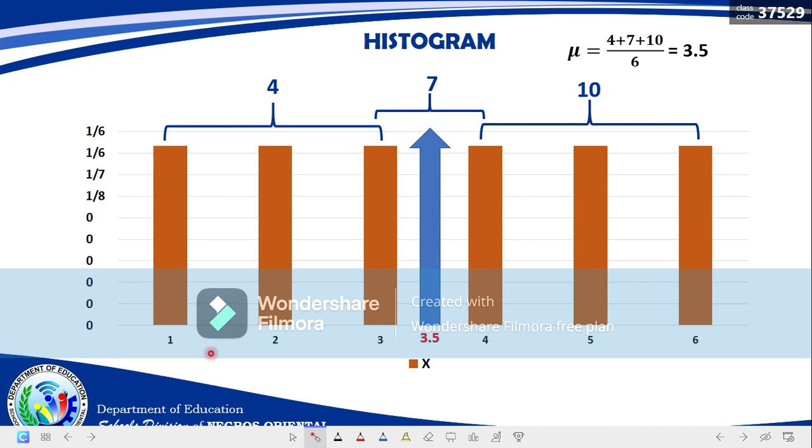Or you can just simply add 1 plus 2 is 3 plus 3, 6 plus 4, 10 plus 5, 15 plus 6 is 21, divided by 6, that gives us 3.5. Or you can present it in this way using the histogram. So we can picture how the mean represents the data, as well as how the data behaves based on the mean. So if you have 1 and 3, that's 4, and then 4 plus 6, that's 10, and then 3 plus 4, that's 7.